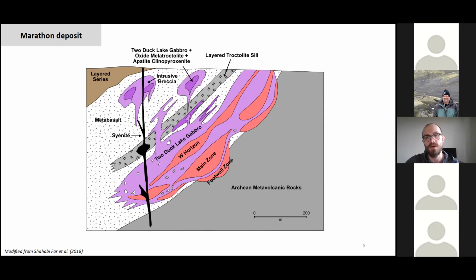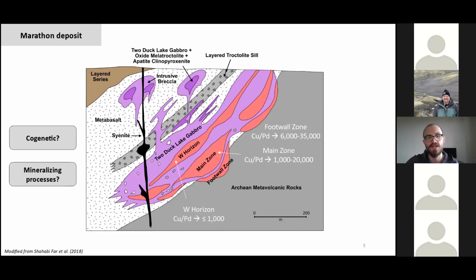At Marathon, mineralization occurs largely in three dipping zones: the footwall zone, the main zone, and the W horizon. Each of these zones is mineralogically distinct, and we're going to get into this later in the talk. They are characterized by distinct copper-platinum ratios, with the footwall zone having the highest ratios and the W horizon having the lowest. Although all of these zones are hosted within the Tuduck Lake gabbro, their relationship to one another was never really characterized, nor were the processes that generated and modified the mineralization.